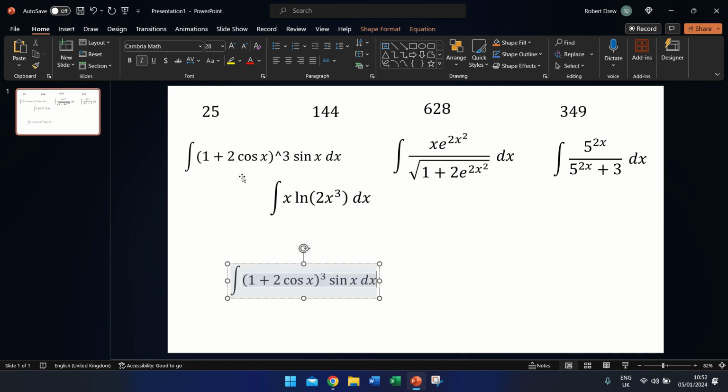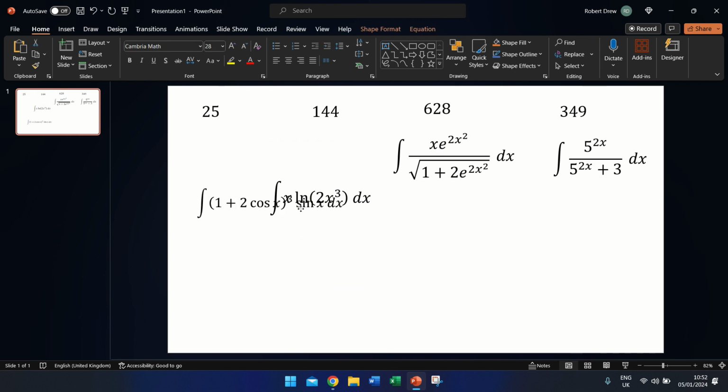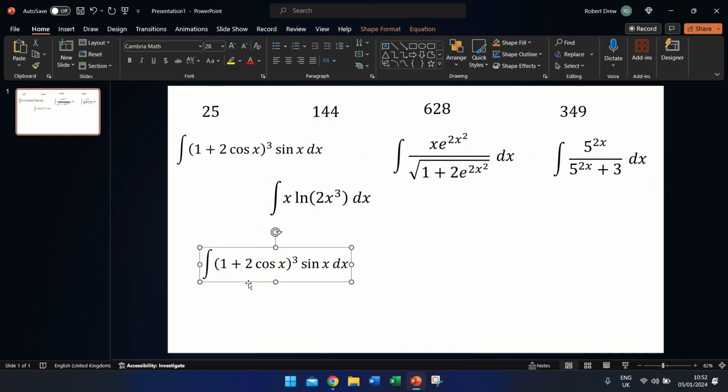Dx. Cool. So we've actually got this to work. Now, this one immediately strikes me as being possibly, well, it's only integral 25, right? The derivative of this bracket here is just sine of x. It's not. It's minus 2 sine of x.